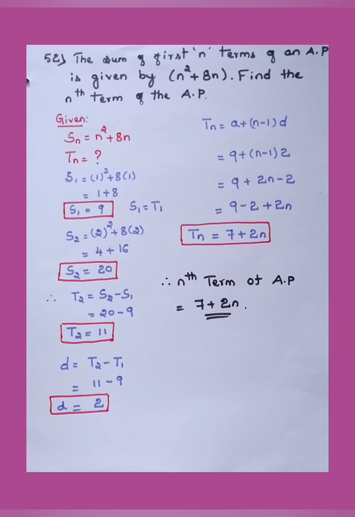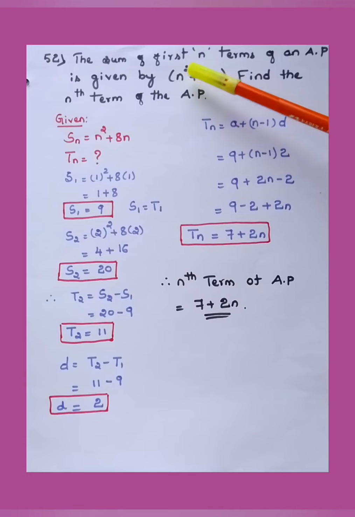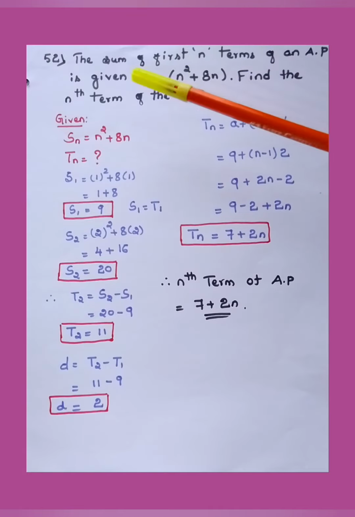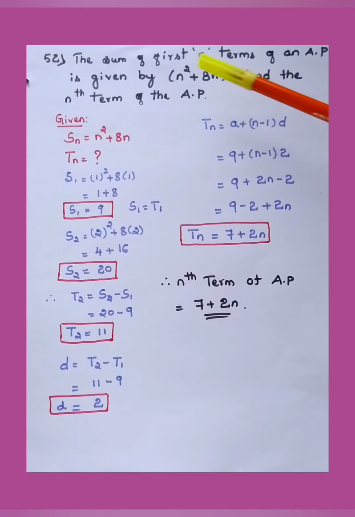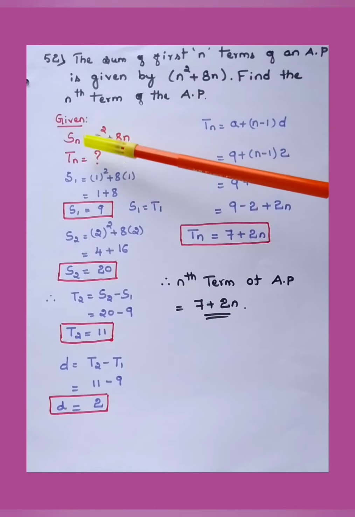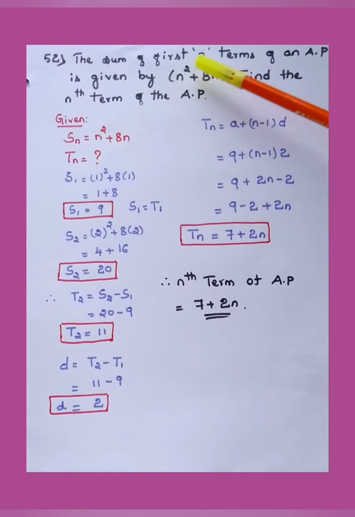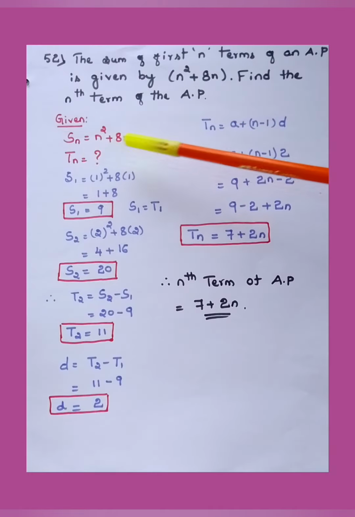Next, we shall move to another sum, the second one, that is 52. The sum of first n terms of an AP is given by n square plus 8n. Find the nth term of AP. So, what is given? The sum of first n terms of an AP, that is Sn value, is equal to n square plus 8n. We have to find the nth term of AP. Tn is equal to question mark.